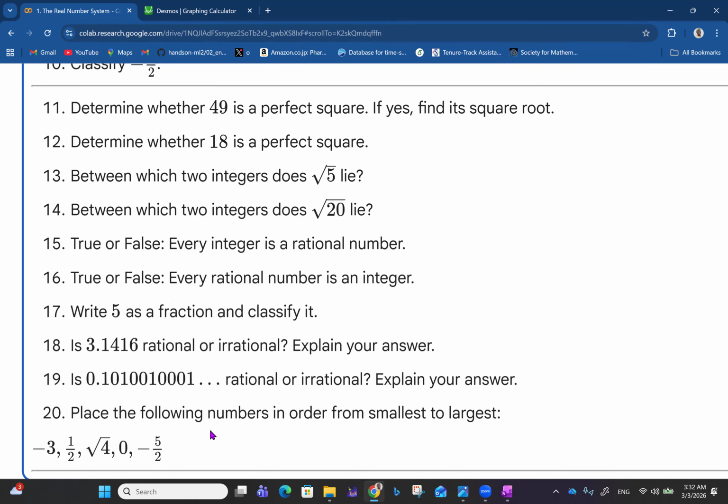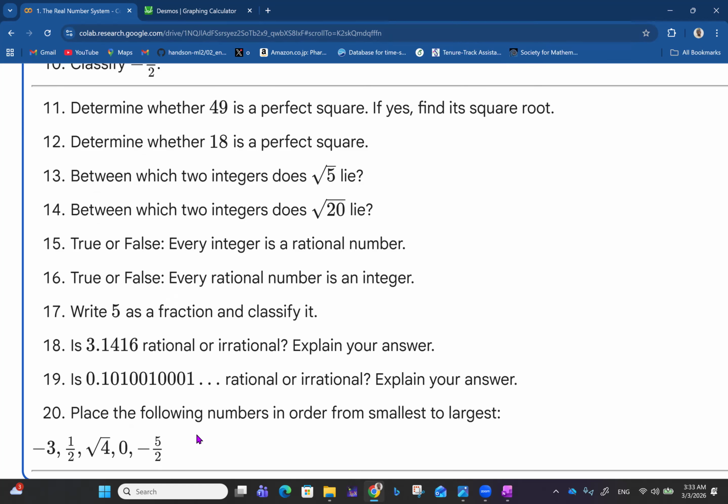Place the following numbers in order from largest to smallest. Of course, we can do that. This zero. Okay, the smallest should be -5. No, the smallest should be -3, followed by -5/2, which is -2.5, followed by 0, followed by 0.5, and then 2, like that.